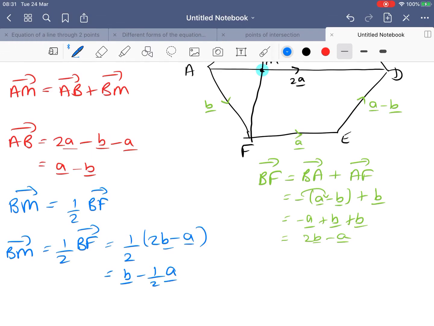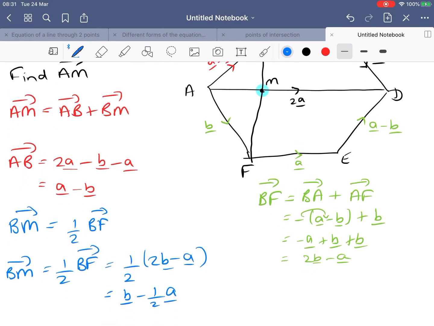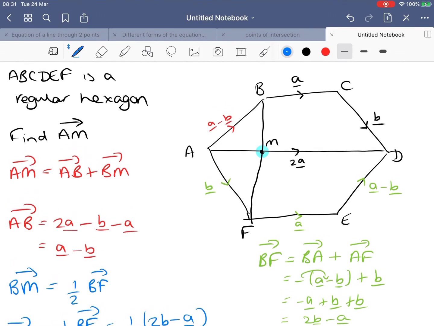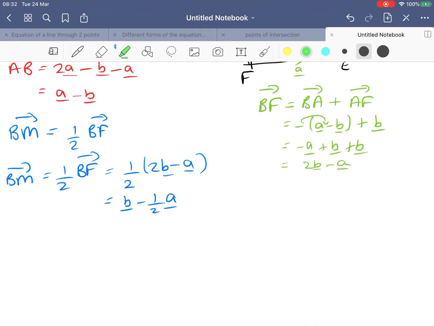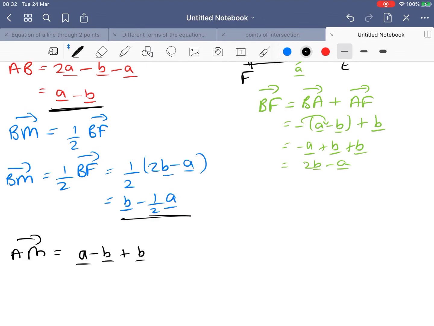Okay. And what was all this for? Well, the original question was to find AM. And we said AM was AB plus BM. So back to the final question. So here we go. AM was AB, which is A minus B from up here, plus BM. So we've got to add B minus a half A.